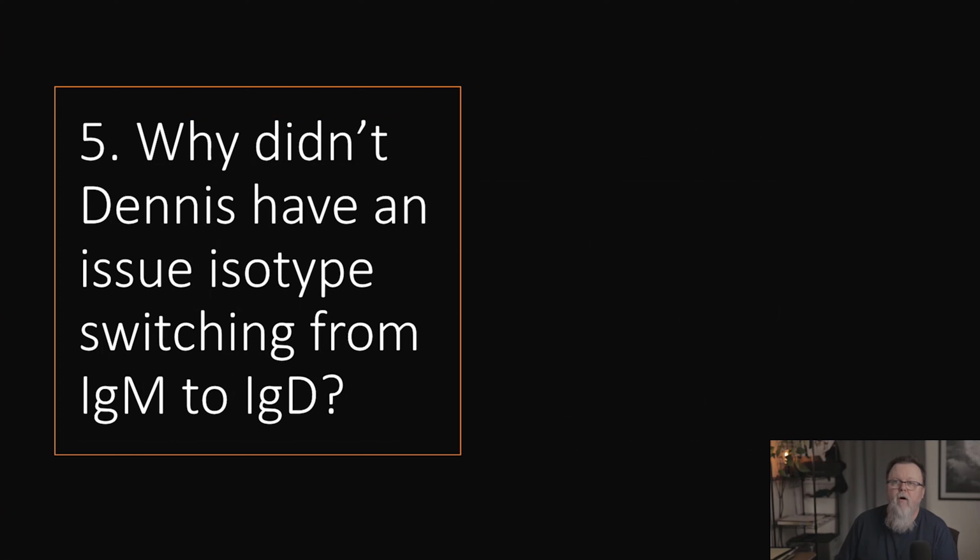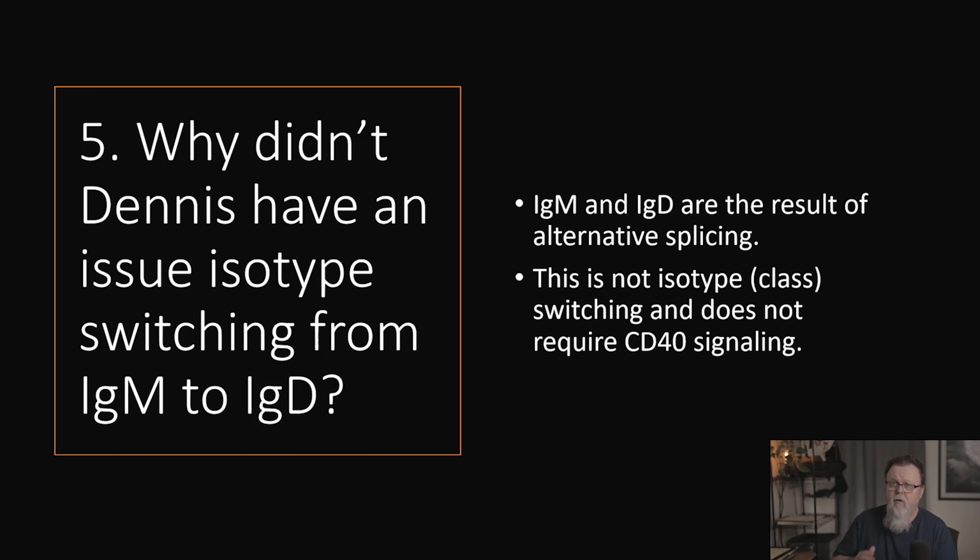Moving on to number 5, why didn't Dennis have an issue isotype switching from IgM to IgD? There is no isotype switching taking place there. IgM and IgD are results of alternative splicing. So since there is no isotype switching taking place, there's no need for CD40 signaling.